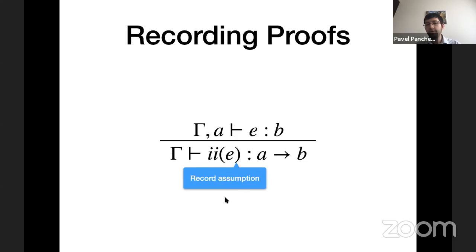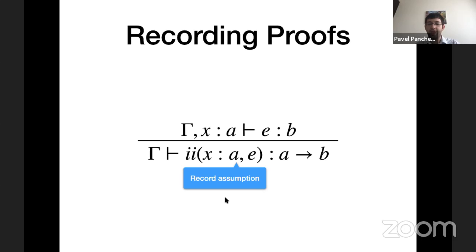And then I also need to record my assumption, record in between these parentheses that I'm actually using A as the assumption of my implication. So let me just add that. I'm going to give that assumption a name, X. So I'm going to write down II, X is a proof of A. And then from that, I have E, which is my proof.